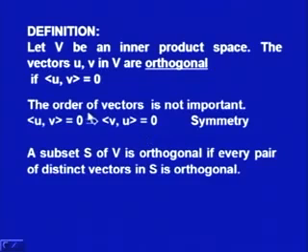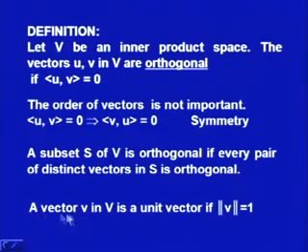So, if u is orthogonal to v, then v is also orthogonal to u. Now, a subset S of V is orthogonal if every pair of distinct vectors in S is orthogonal. Here we have defined orthogonality between two vectors. Now, we are defining orthogonality of a set of vectors.